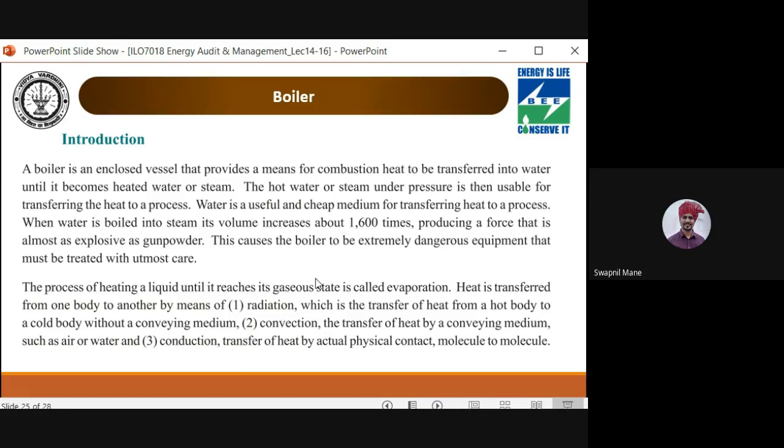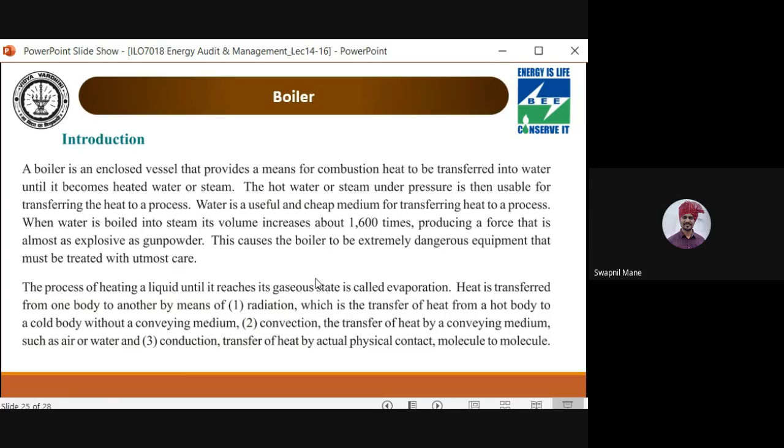Then you will ask, what is the purpose of a steamer? Whether it can be called a boiler. In our further lectures, we will also discuss the parameters that define a pressure vessel as a boiler. The hot water or steam under pressure is then usable for transferring heat to a process. So in general, it can also be called process steam.